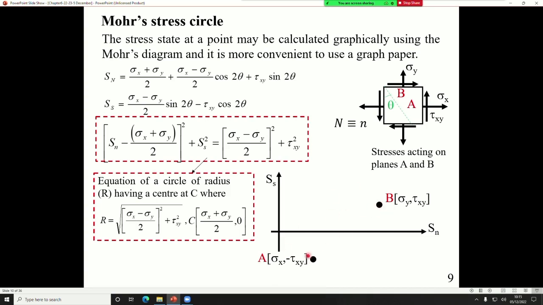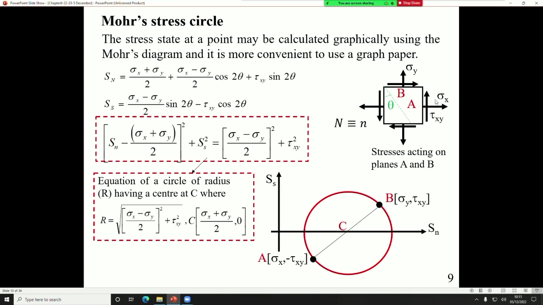So I'm going to join these two points, which are both located on the circle. Obviously, where the line intersects the x-axis is the center of the circle. Now we can draw it with a compass. Any point on the circle shows the stress state, I mean the coordinates of the point show the stress state of any plane passing through this point here.